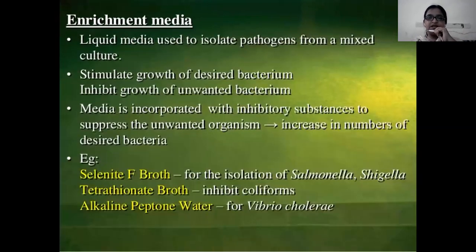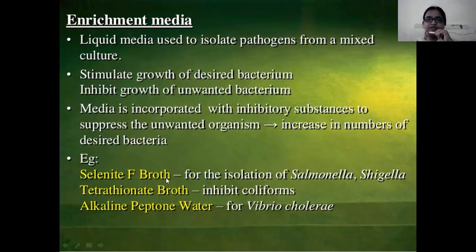Next is enrichment media. Enrichment media is the media used to isolate pathogens from a mixed culture. Whatever sample we take, for example soil, we will get many types of microorganisms. If we want to isolate a particular kind of bacteria from that mixed population, then we can go for this enrichment media, giving the particular required selective nutrients for that bacteria, so we can grow it. So this stimulates growth of the desired bacterium. The nutrient composition will be in such a way that it will support the growth of particular bacteria and inhibit the unwanted bacteria. So it is incorporated with inhibitory substances to suppress unwanted microbes.